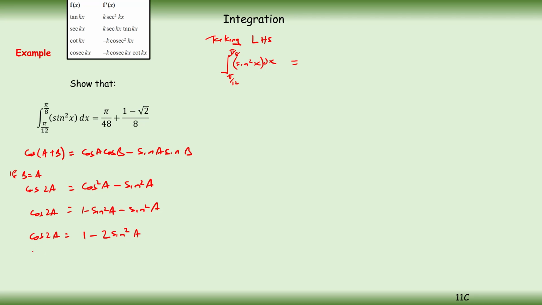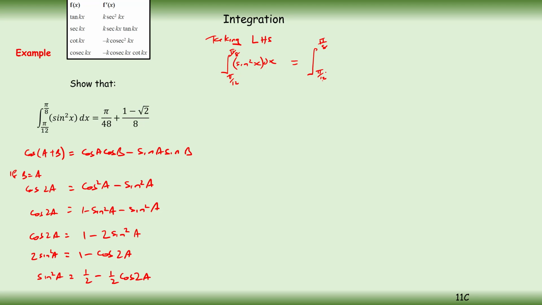So if I flip it over this side here, I get 2 sine squared a is equal to 1 minus cos 2a. And if I divide by 2, I get my sine squared a. Sine squared a is equal to a half minus a half cos 2a. Okay, so now I know that sine squared is equal to half minus a half cos 2a. So I can sub in here then, from pi by 12 to pi by 8.